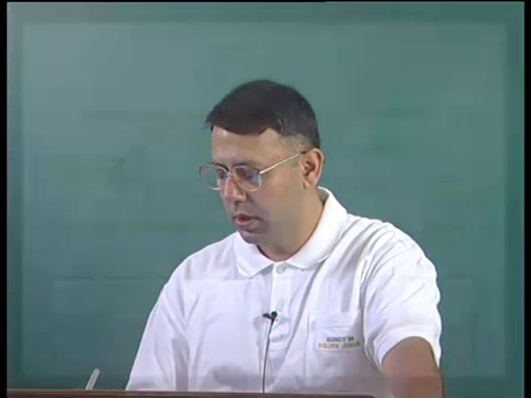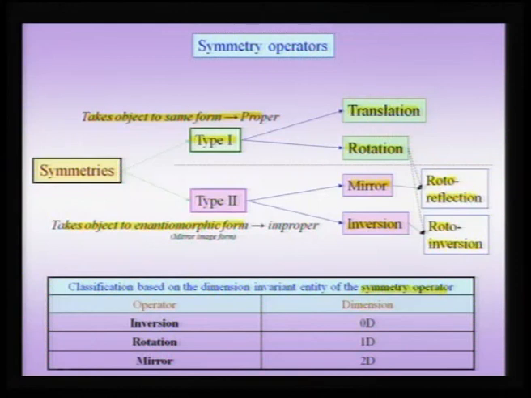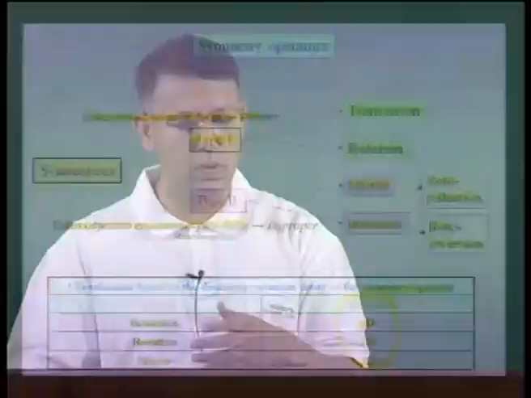I can classify my symmetry operators based on the dimension of the operator. For instance, inversion is a 0-dimensional operator, rotation is a 1-dimensional operator, and mirror is a 2-dimensional operator. And of course, this dimension is assuming that the whole space in which we are working is 3-dimensional space and not a lower dimensional space. These aspects shall become clear once we actually take up these operations and see how they have an effect on space and on points in space.